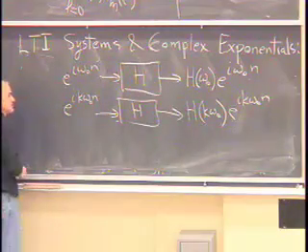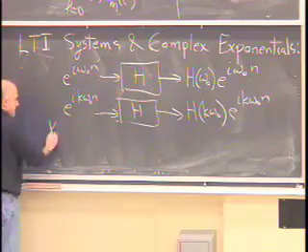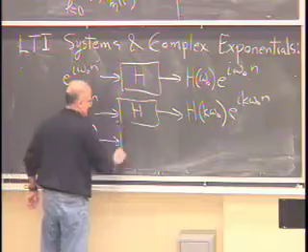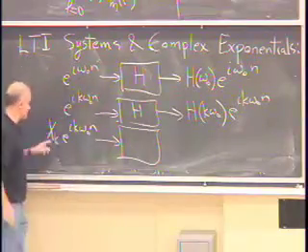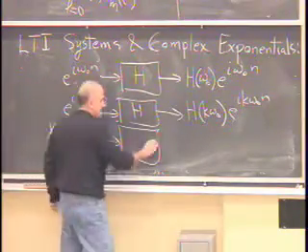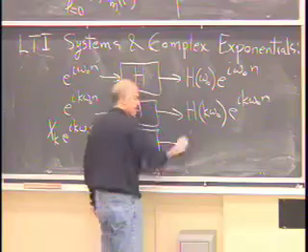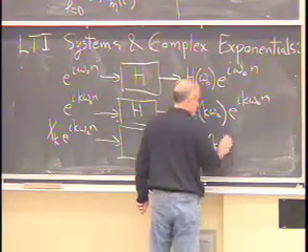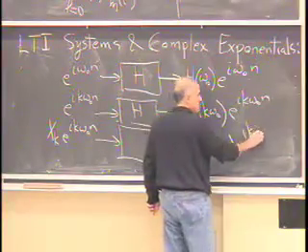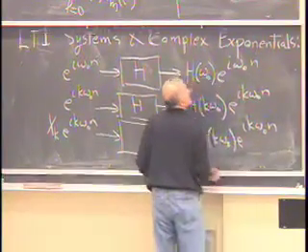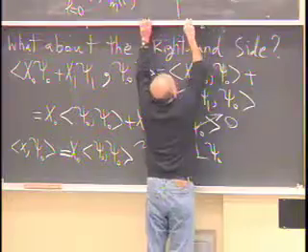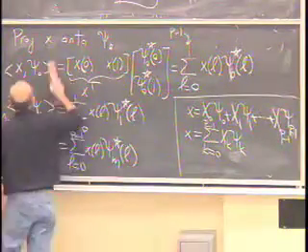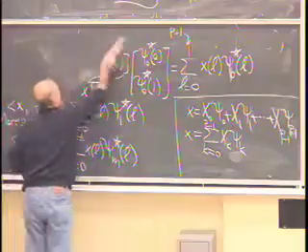And what if I send xk e to the i k omega naught n? I scale that complex exponential by a number. What do I get out? xk h of k omega naught e to the i k omega naught n. And hey, what if I now mix and match a whole bunch of these complex exponentials?